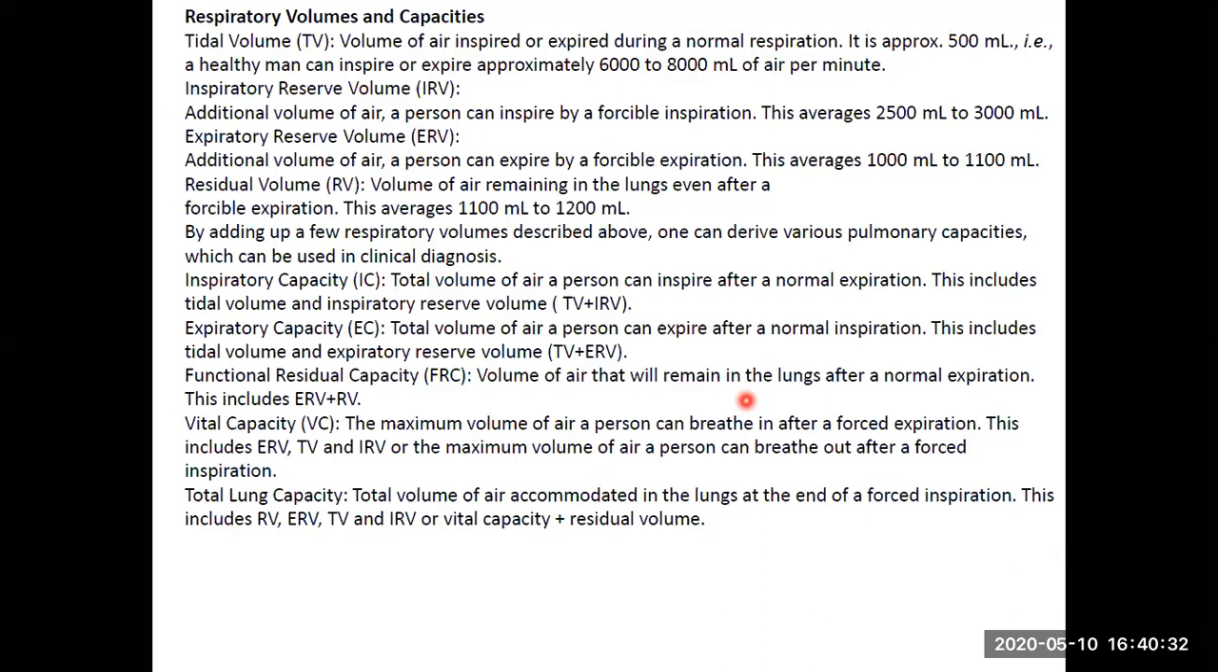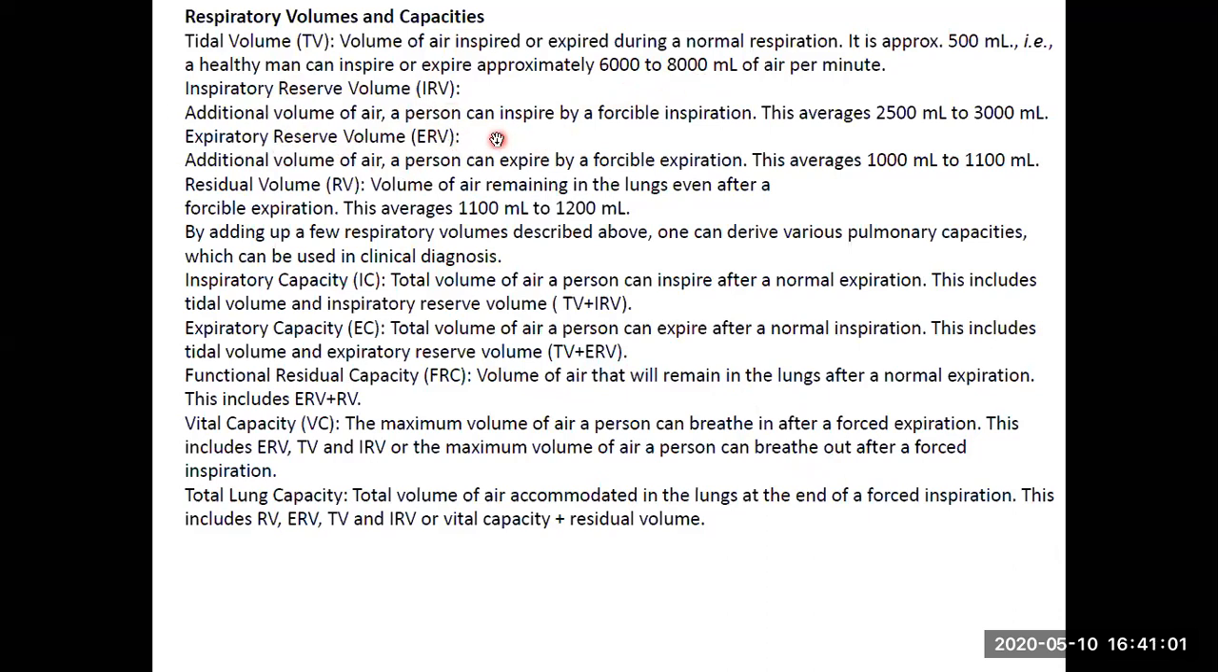After this, we discuss the respiratory volumes. There are spirometers, a special instrument used by doctors to measure or assess the pulmonary volumes and capacities. Pulmonary capacities are calculated on the basis of pulmonary volume. So first is tidal volume. Tidal volume is the air which is inspired or expired during normal respiration. It is 6,000 to 8,000 ml without any force.